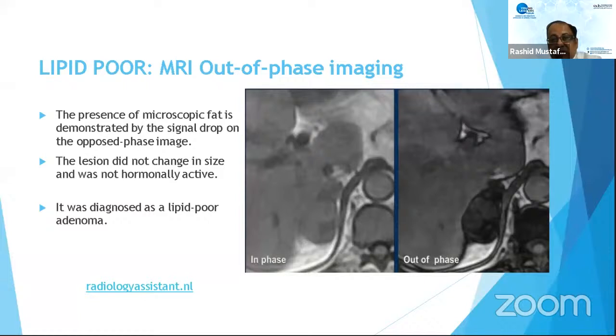Out of phase imaging showing signal dropout as compared to the in phase imaging suggesting lipid poor adenoma.